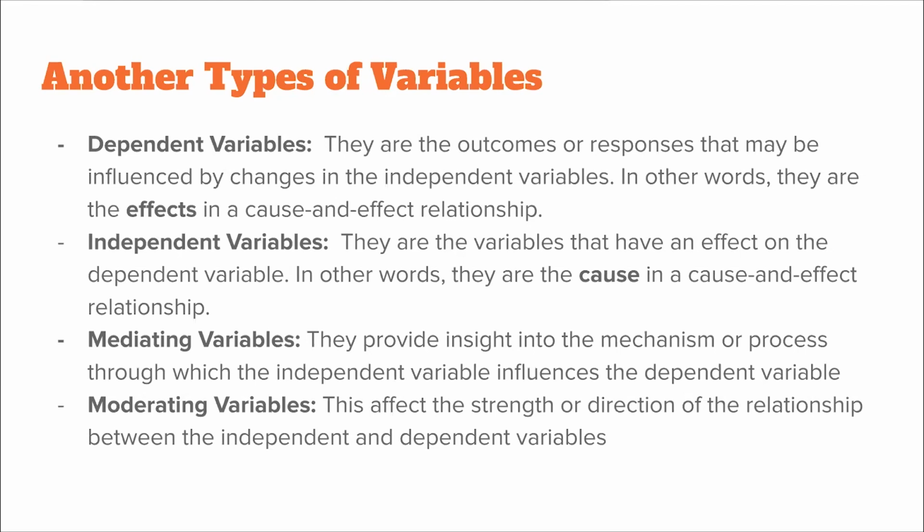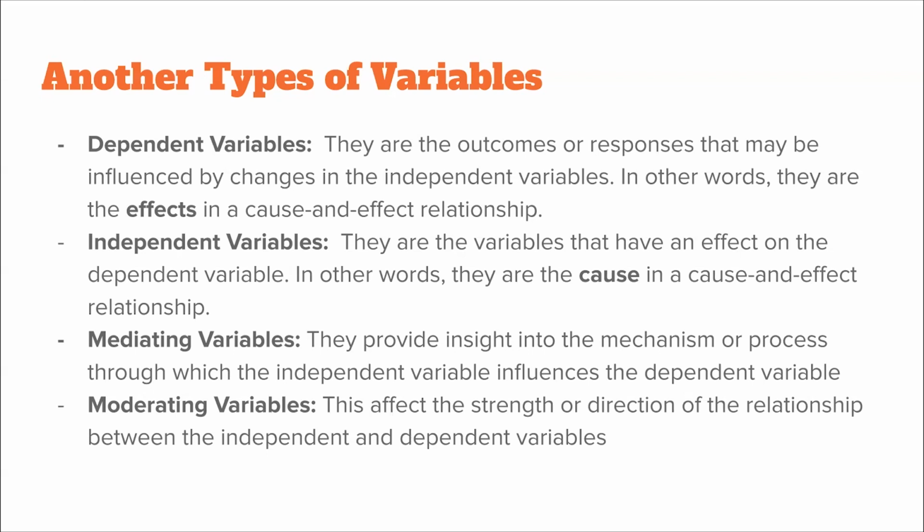So we have dependent variables. Dependent variables are the outcomes or responses that may be influenced by changes in the independent variable. In other words, they are the effects in the cause and effect relationship. Just like we said, somebody who doesn't have a lot of money will probably not be able to afford to buy something. So the dependent variable here is not being able to buy something, while the independent variable here is being broke. This is just the basic differentiation between independent and dependent variable.